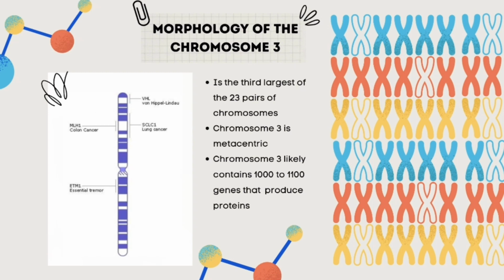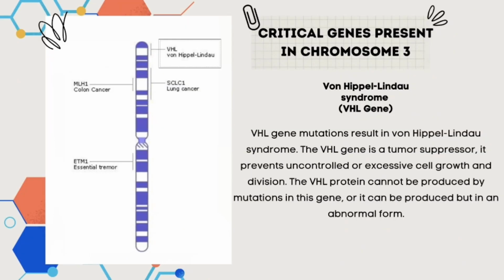Firstly, it is the third largest of the 23 pairs of chromosomes. Secondly, chromosome 3 is metacentric. Next, chromosome 3 likely contains 1000 to 1100 genes that produce proteins. Next, we move to the critical genes that are present in chromosome 3.